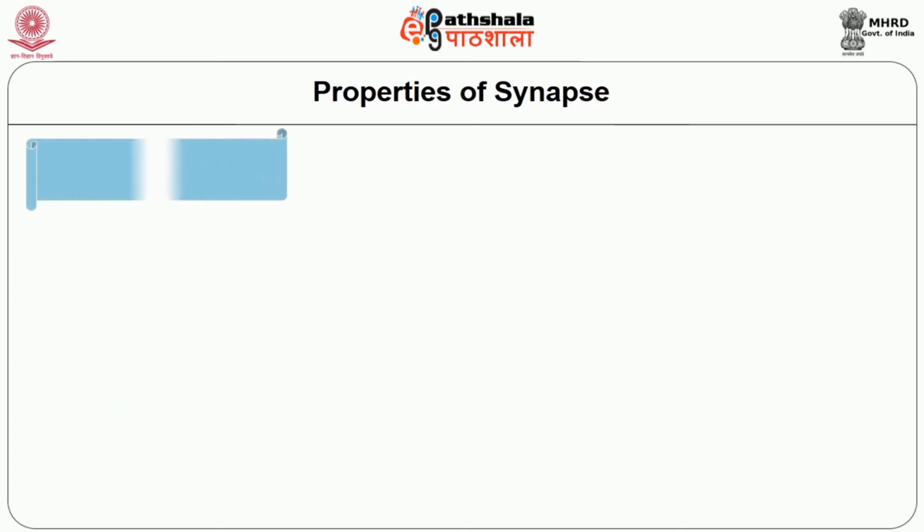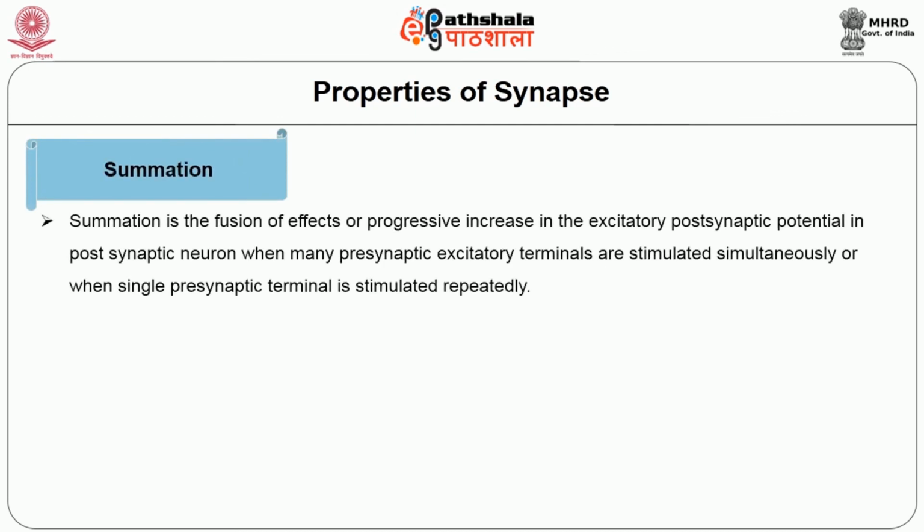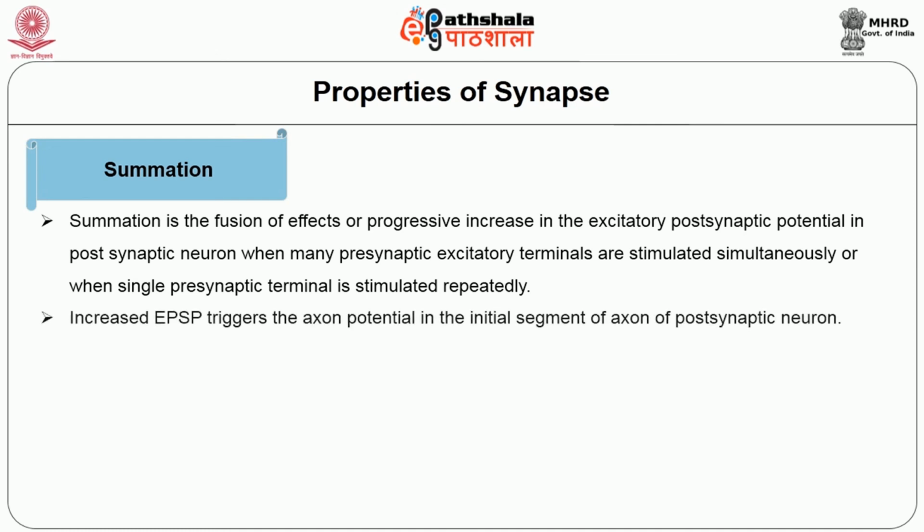Summation. It is the fusion of effects or progressive increase in the excitatory postsynaptic potential in postsynaptic neuron when many presynaptic excitatory terminals are stimulated simultaneously or when a single presynaptic terminal is stimulated repeatedly. Increased EPSP triggers the action potential in the initial segment of the axon of the postsynaptic neuron.